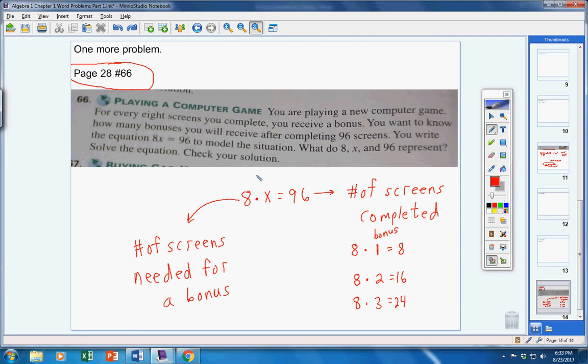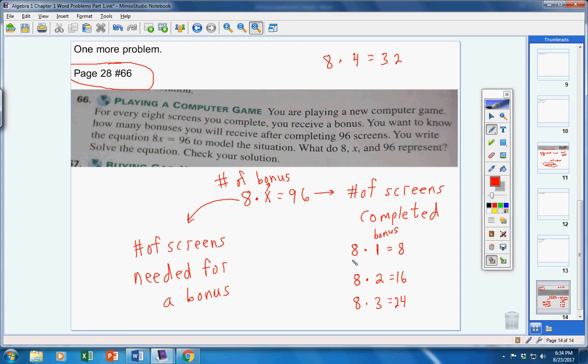So that means my x right here is my number. x stands for my number of bonuses. Think about it. Every time you get a bonus, multiply it by 8. If you have 4 bonuses, that means you completed 32 screens, because every 8 screens is a bonus. So 8 times 4 is 32. So 8 stands for the number of screens needed for a bonus. x stands for your number of bonuses. And this number stands for your number of screens completed.